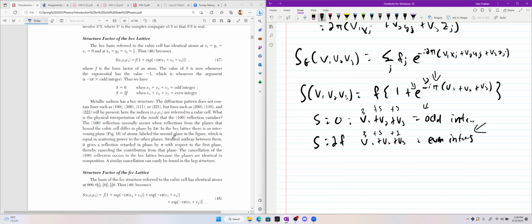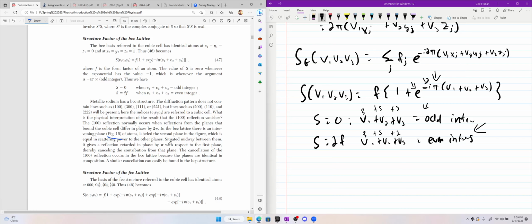So let's think about the physical interpretation of the result that the 100 reflection vanishes. The 100 reflection normally occurs when reflections from the planes that bound the cubic cell differ in phase by 2 pi. However, in the BCC lattice, there is an intervening plane of atoms, labeled the second plane in the figure, which is equal in scattering power to the other planes. Situated midway between them, it gives a reflection retarded in phase by pi with respect to the first plane, thereby canceling the contribution from that plane. You have destructive interference. So the cancellation of the 100 reflection occurs in the BCC lattice because the planes are identical in composition. A similar cancellation we can find in the HCP.